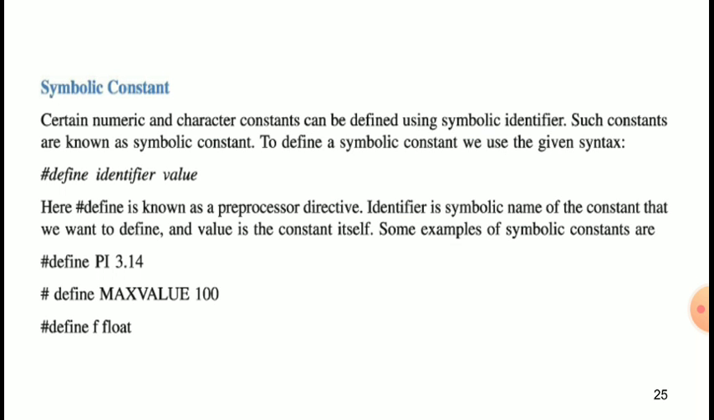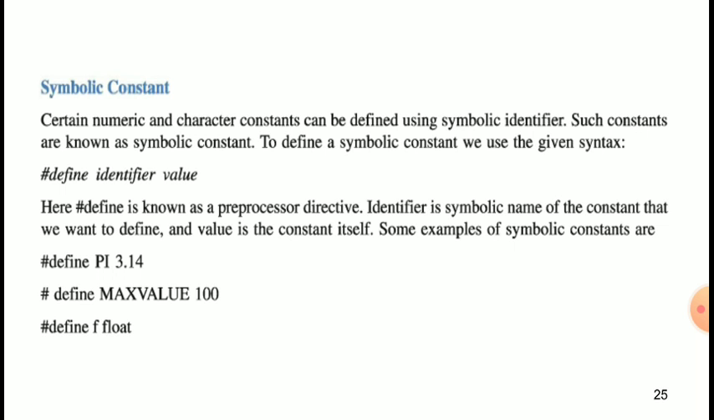Next is the symbolic constant. Certain numeric and character constants can be defined using a symbolic identifier. Such constants are known as symbolic constants. A symbolic constant is always defined with the hash sign define as a prefix. Here, #define is known as a preprocessor directive. It directs the compiler to replace all occurrences of the symbolic constant with the value specified against it.